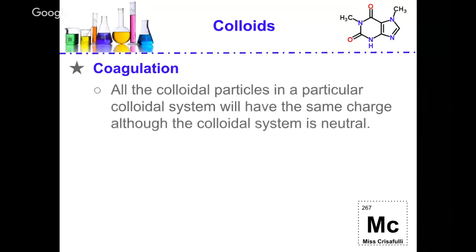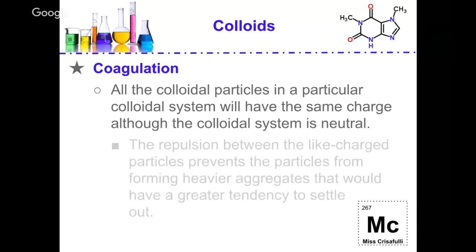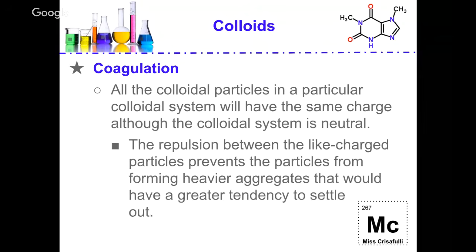All the colloidal particles in a particular colloidal system will have the same charge, although the colloidal system is neutral. The repulsion between like-charged particles prevents the particles from forming heavier aggregates that would have a greater tendency to settle out.